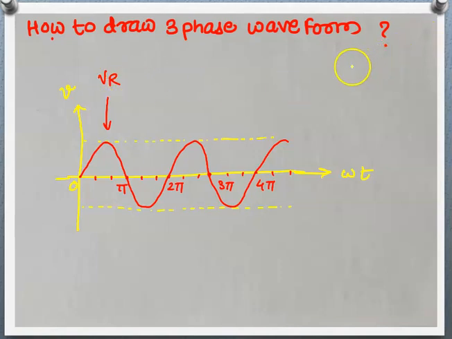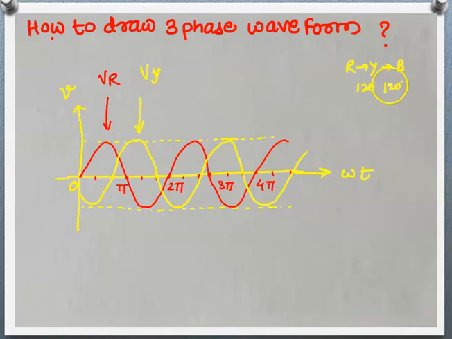Now after R, we know that after R we get Y, and after Y we will get B, and the difference between each is 120 degrees. So after R with a 120 degree phase difference, Y is starting. This is 60 degrees, this is 120 degrees. That means here Y is starting. So draw it, and it is continuous here also. This is the waveform for Vy, the yellow phase Vy.